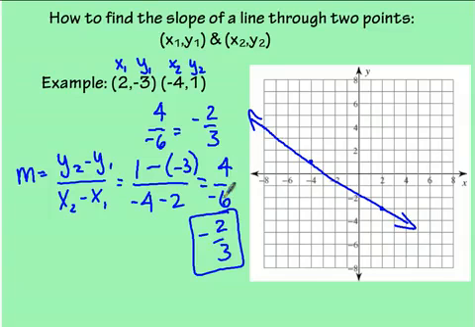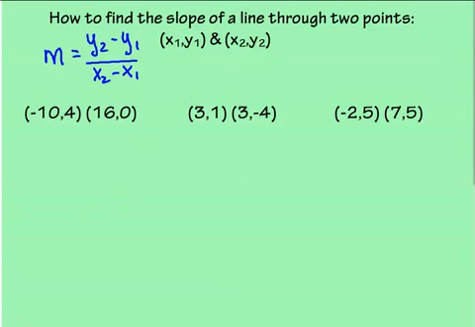All right, so we have the same exact thing, 2 different ways to do it, and the second way, the way I just showed you, is going to be the better way and the easier way when you're dealing with large numbers. All right, let's take a look at 3 more examples. This first one here is we have -10, 4 and 16, 0, and what we're going to do is find the slope of the line that goes through those 2 points.